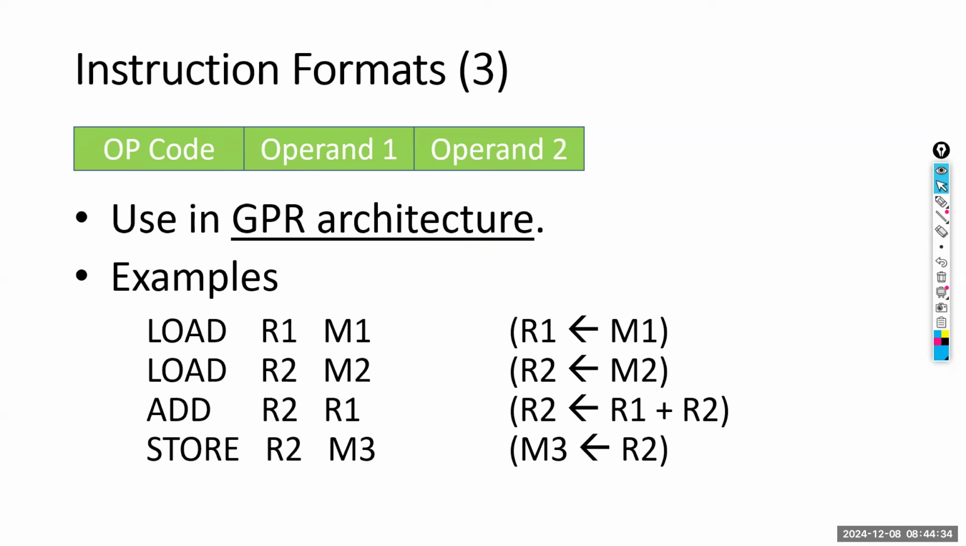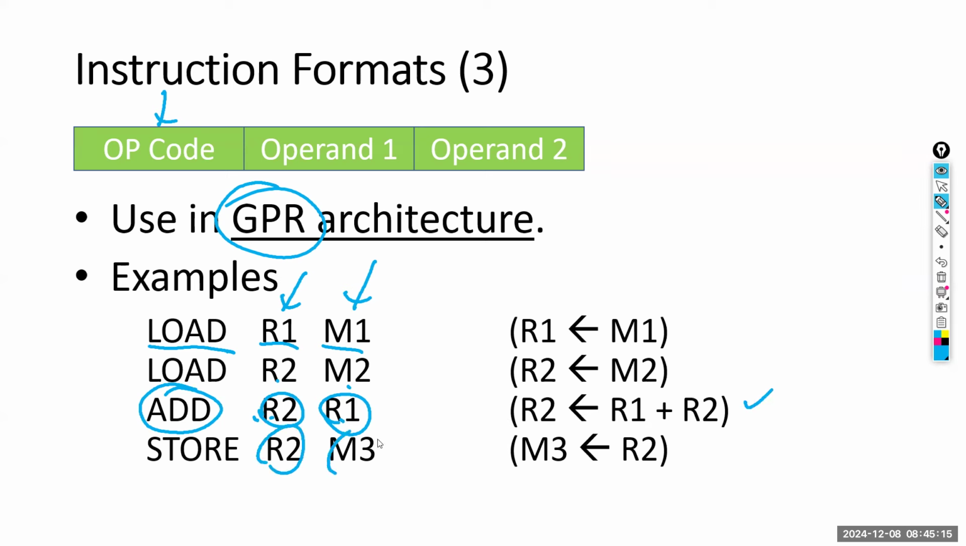So the third format is opcode and two operands. Those kinds of instructions you will see only in GPR architecture that we discussed today. Say load the value in memory 1 to register 1. So this is your operation. These are the operands. This operand refers to a register address. This operand refers to a memory address. Load the value in memory address 2 to register 2. Add the value in register 1 and register 2 and write the result back to register 2. So for an add kind of operation, if you have only two operands, that means write the result back to the first register. Okay. So this is a store statement. Store the value in register 2 to memory address 3.